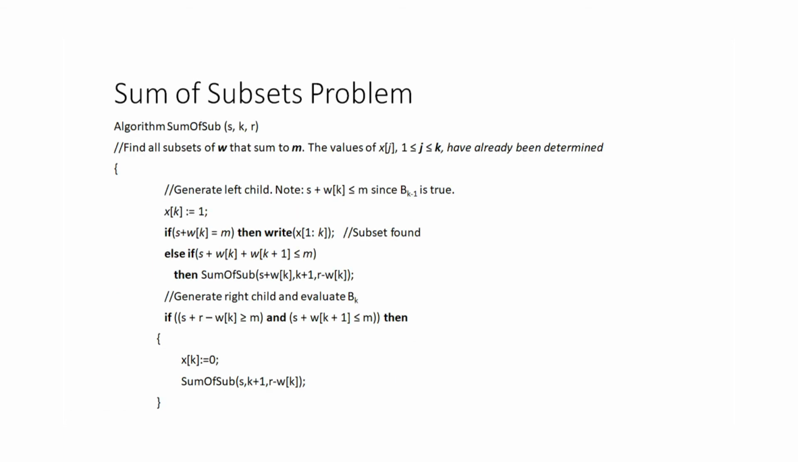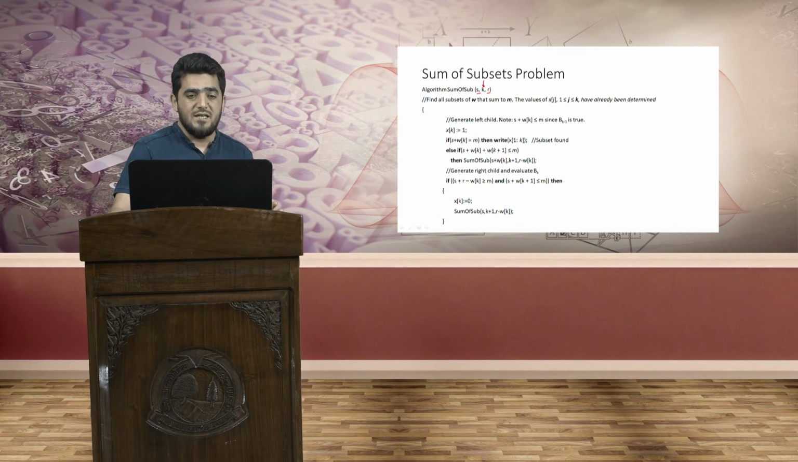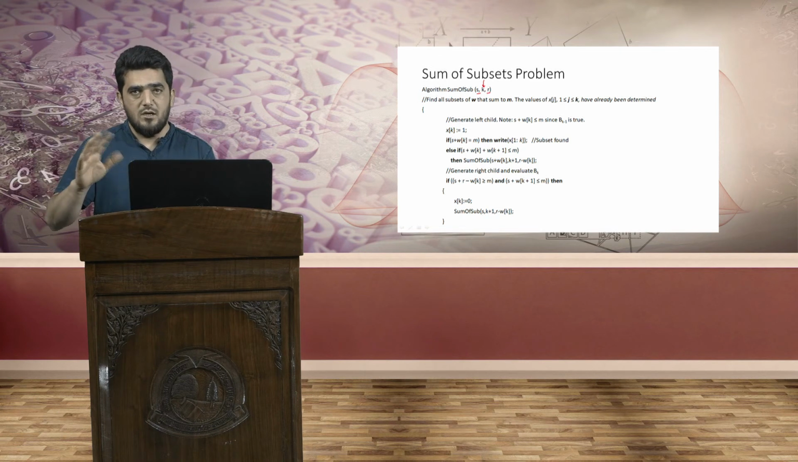Now, on the screen is the complete algorithm of the sum of subsets. It takes 3 parameters. S is the sum of the weights so far, R is the sum of the remaining weights, and k is the level number at which we are currently taking the decision. As I told you, this function would be called with S equal to 0, k equal to 1, and R equal to the sum of all the weights in our array.